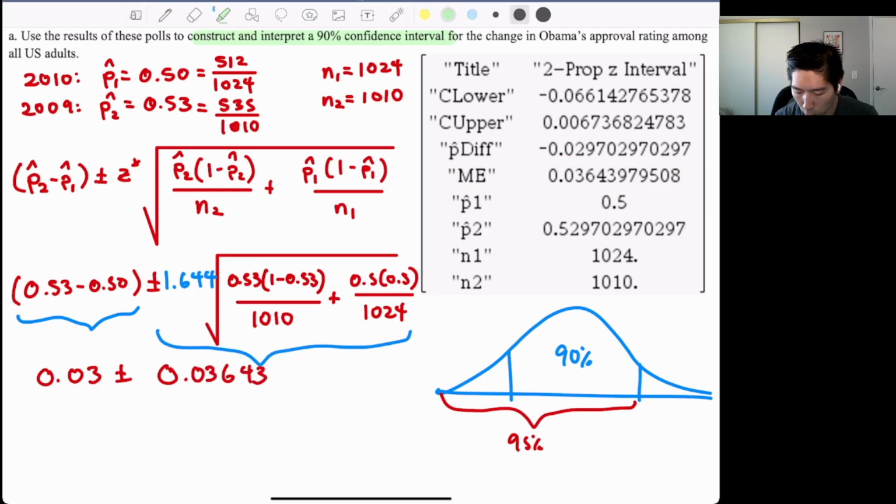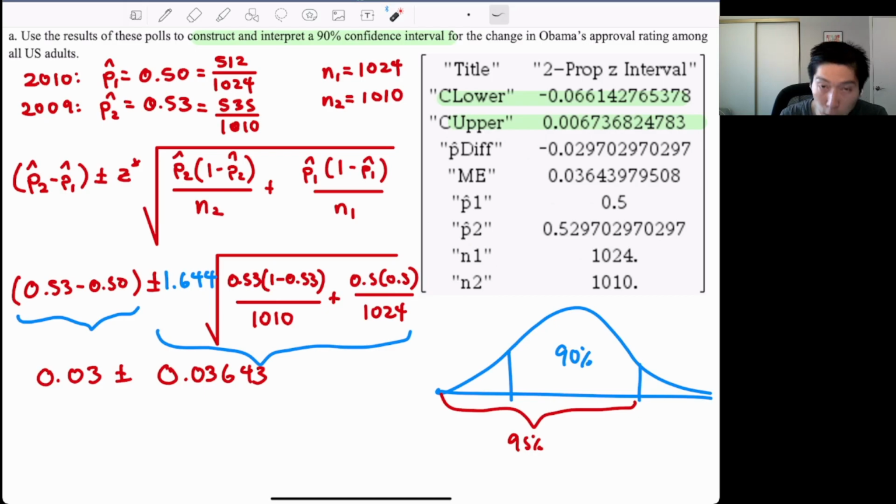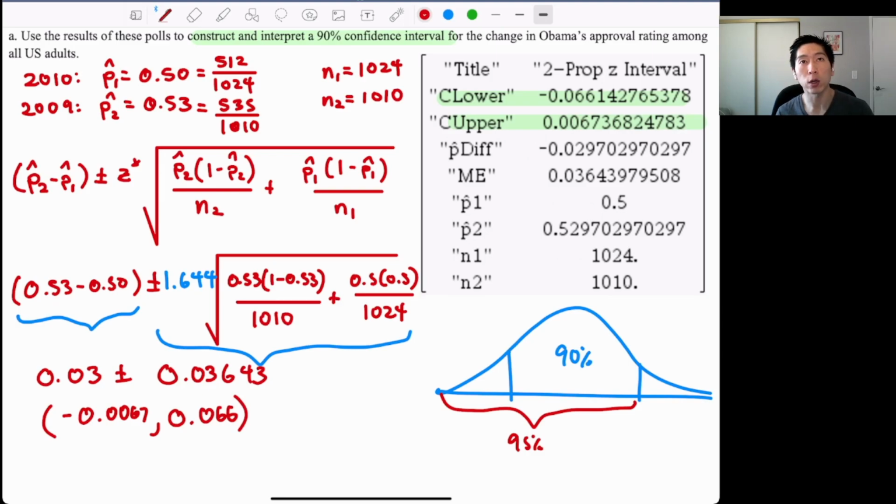Notice that our lower bound and our upper bound goes into the negatives. But if you look at the expression we wrote, that should go into the positives. Again, the calculator flipped it. So let's just flip the signs. C lower will actually be our C upper. When we flip the sign, it's going to be going up to 0.066. And then the lower will be negative 0.0067. And there we go. That's how we construct a two-sample z-interval for proportions.